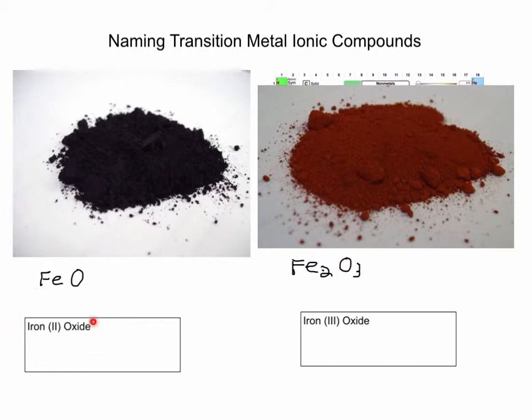This iron 2 oxide consists of one iron 2 ion. So iron 2 is an iron ion with a +2 charge. Remember, since it's a metal, it must be positive. And an iron 3 oxide, this compound consists of two iron ions, both with a +3 charge. So you have iron +3.